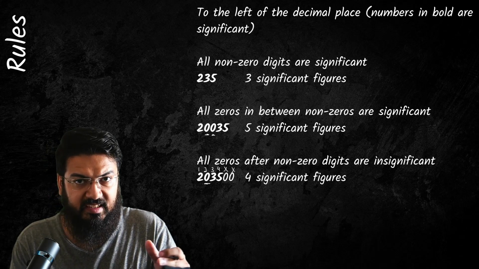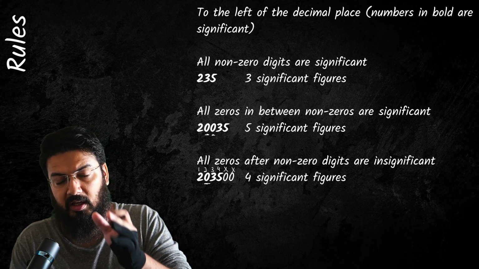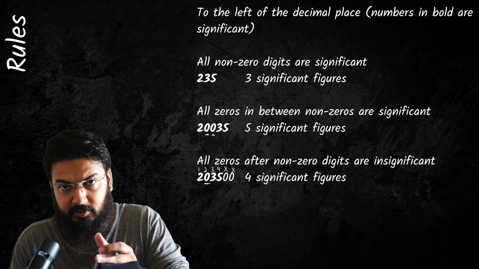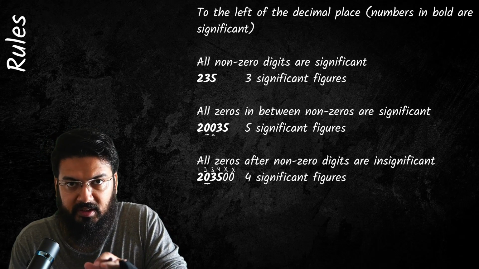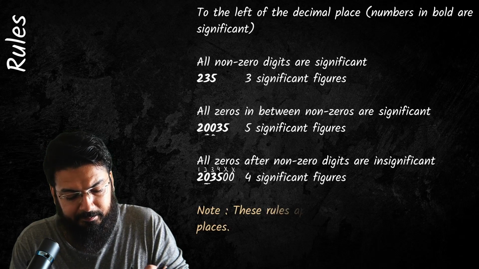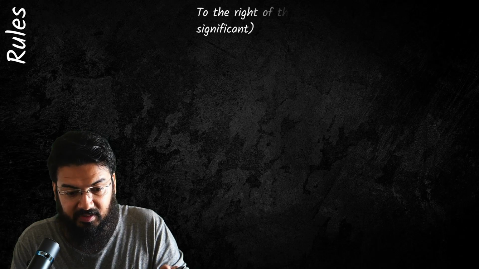Now, the goal is to make sure that your answers are to the correct number of significant figures. You don't have to count. You just have to make sure that your answers are either at 2 or 3 significant figures, depending on the question. So next we have rules for numbers that have decimal places.